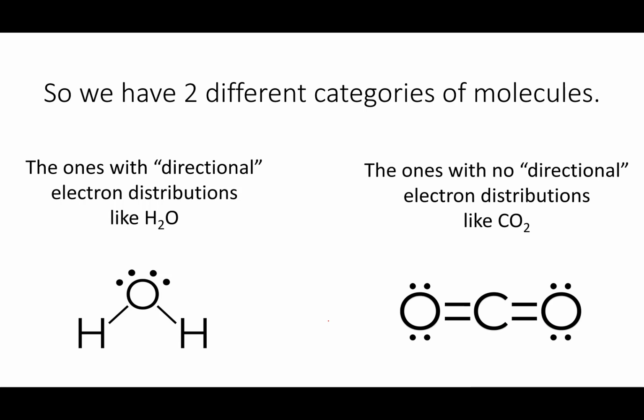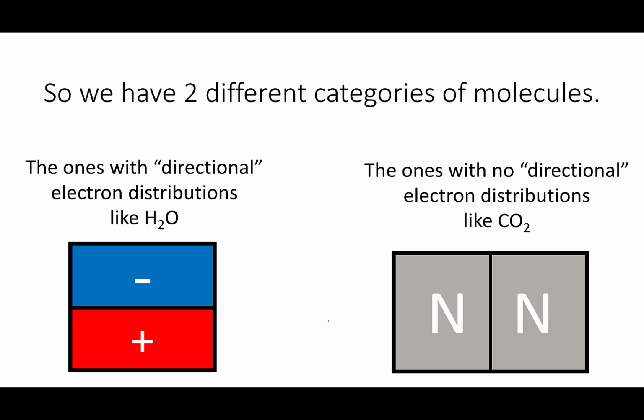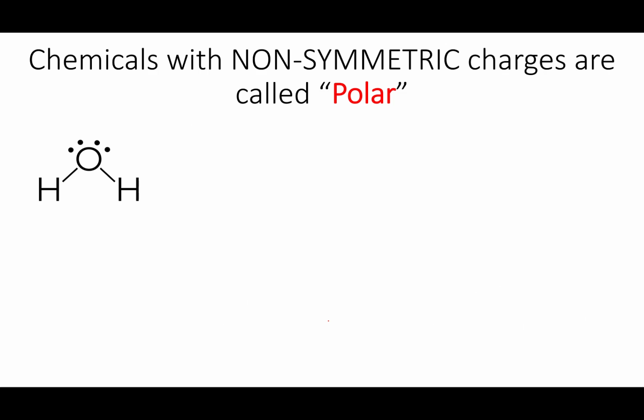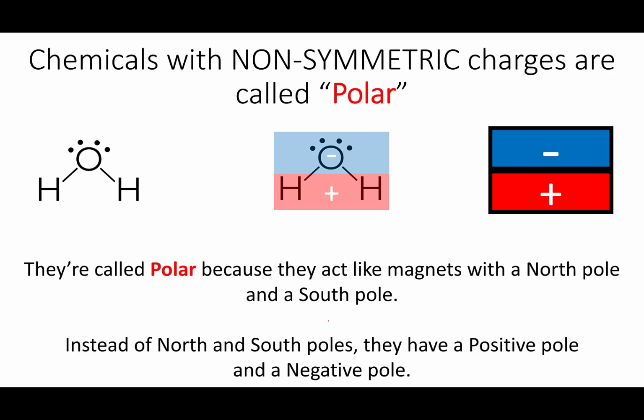We have 2 different categories of molecules. The ones that have directional electron distributions, like water, where one side is negative and the other side's positive. And then we have ones that have no electronic direction, basically. There's no half of it that's positive and half of it's negative. Okay, so the following 2 vocabulary terms are the whole point of the lesson. All that stuff before was just so that you could understand this. Chemicals with non-symmetric charges, that is, chemicals where one part of it is positive and one part of it is negative, these are called polar. It's called polar because it acts like a magnet with a north pole and a south pole. Except it doesn't have a north and a south pole. It has a positive pole and a negative pole, but they act really similar.